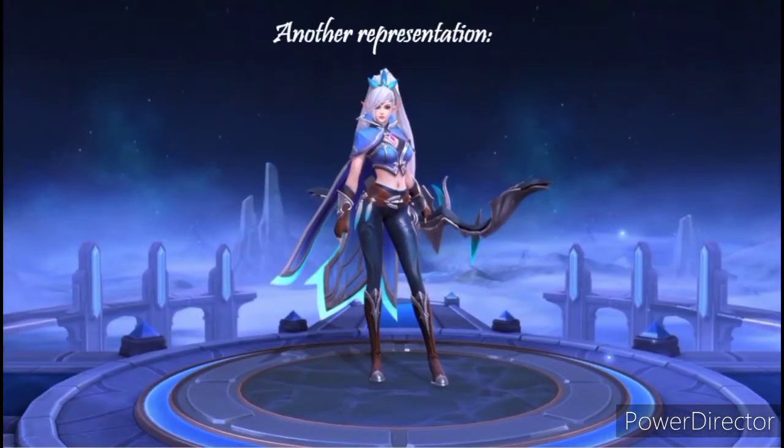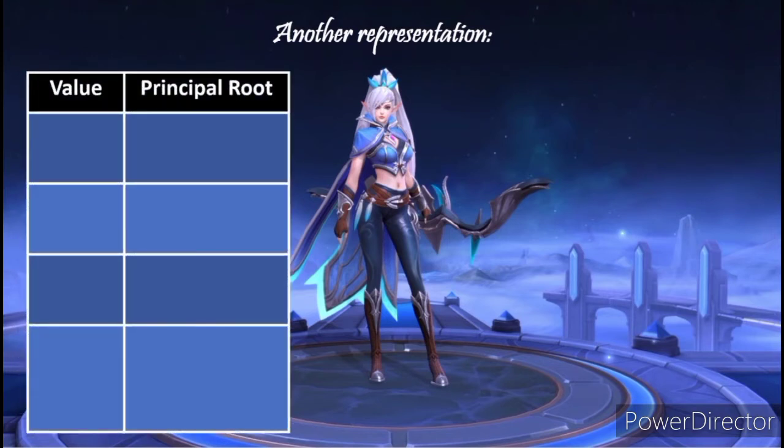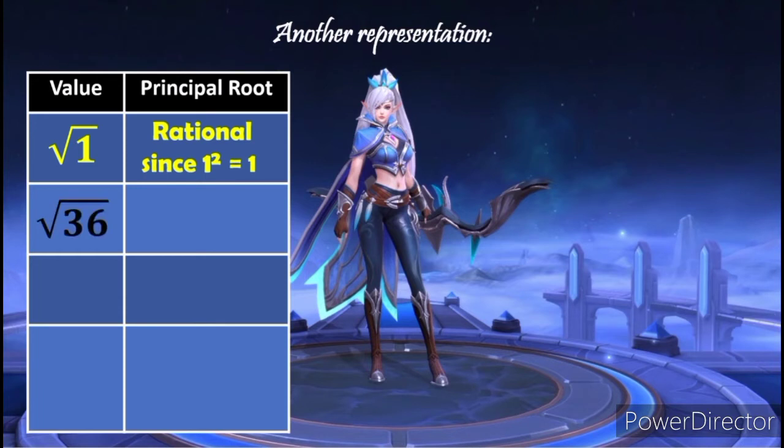Now let's try another representation. Let's use this table. We have the value and the principal root. Square root of 1. Rational or irrational? Correct. That is rational, since 1 squared is equals to 1. Next is square root of 36. Rational or irrational? Yes, that is rational, since 6 squared is equals to 36.